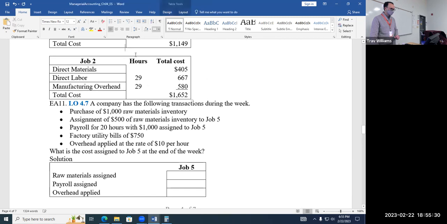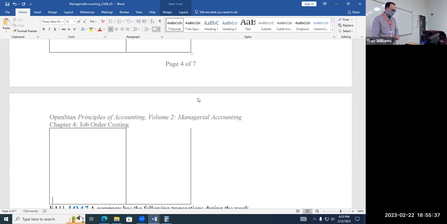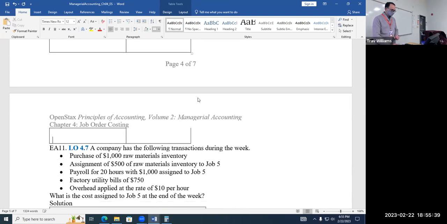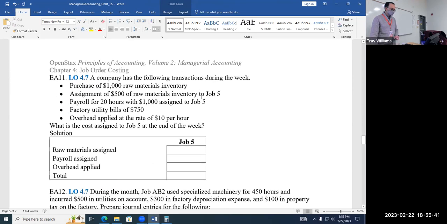Trying to fit that on one page. Okay, give up like that. Okay.